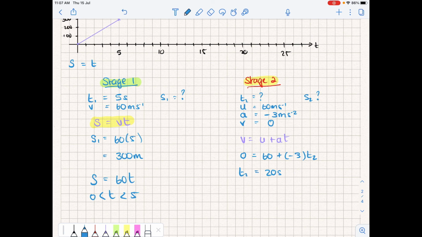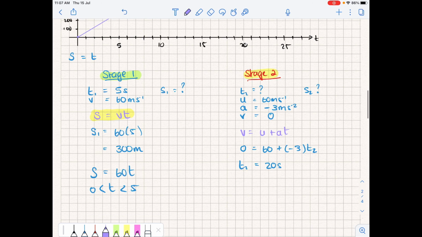Now we just need to find the displacement. We could use the time that we've just worked out to help us with displacement, but we don't like to rely on that. We rather use an equation that uses the information that we've already been given. Based on that information, we can use the formula v squared equals u squared plus 2as. This doesn't rely on the time, because if we got the time wrong, we would now get the displacement wrong.